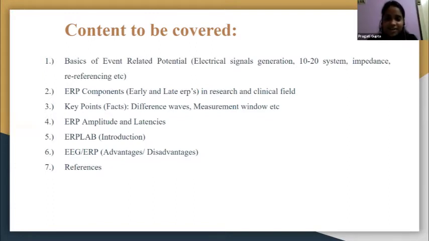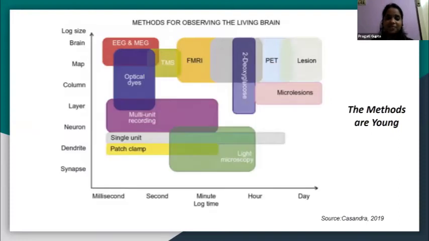So let's start. Firstly, before ERPs, we need to know what is EEG. So EEG are electrographic signatures of the electrical currents in the brain. And with the help of EEG, we derive those ERPs.